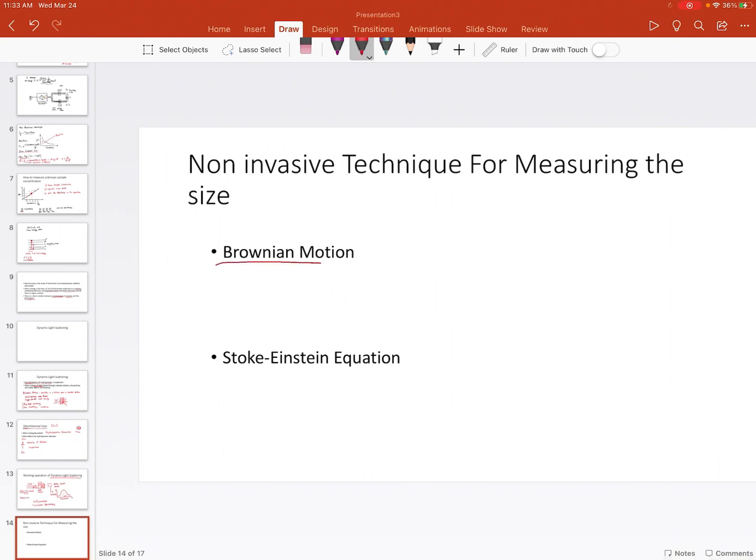Or what size distribution your sample has. So we talked about the Brownian motion. The Brownian motion is the random movement of particles due to bombardment by the solvent molecules, so constant movement of particles. We talked about the DLS technique, dynamic light scattering, which measures the speed of particles undergoing Brownian motion.